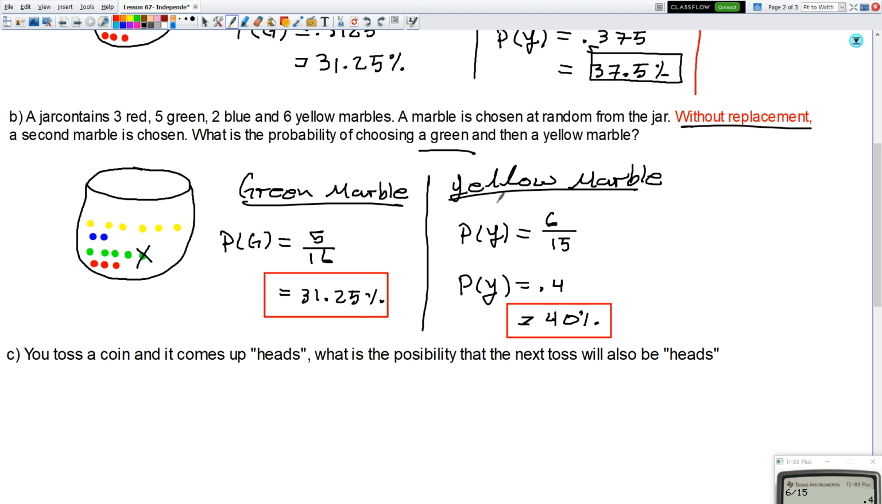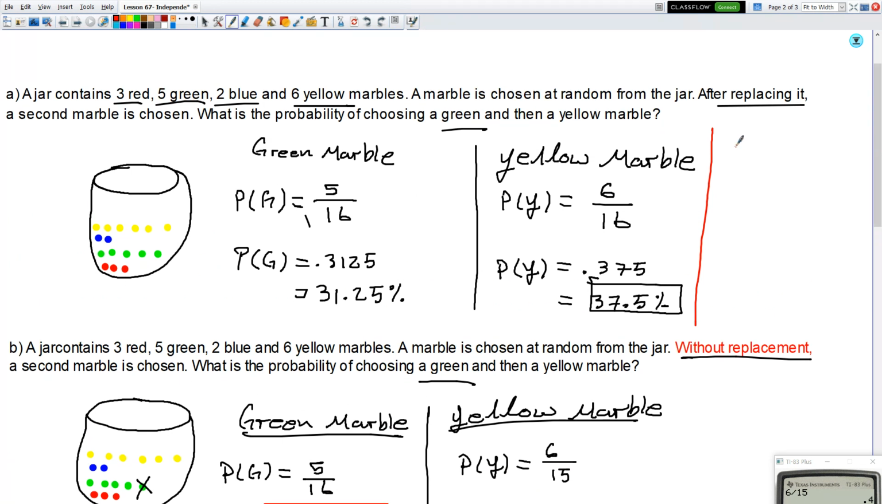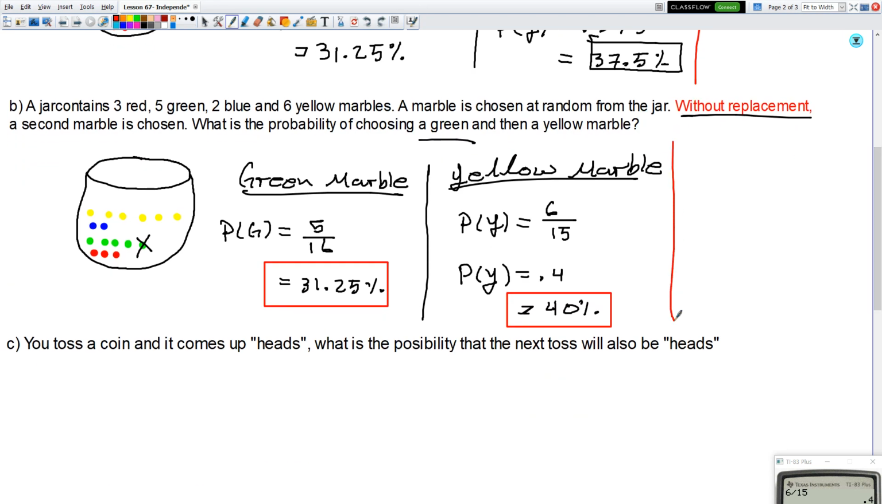So when you try to find the probability for the yellow marble, you're working with different numbers because now you don't have 16 choices to choose from. Now you have 15. So in this case, the first example, or example A, this is an example of independent events, because the first event did not have any effect on the second. But example B, this is an example of not independent events.